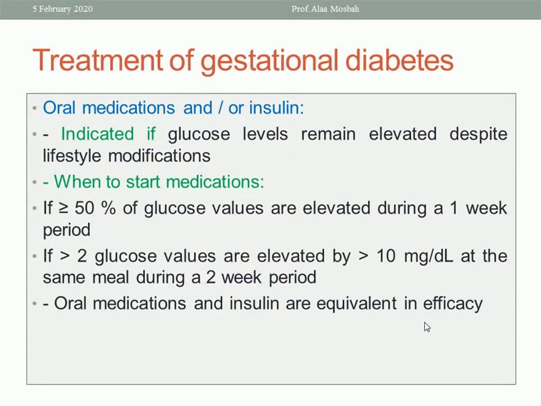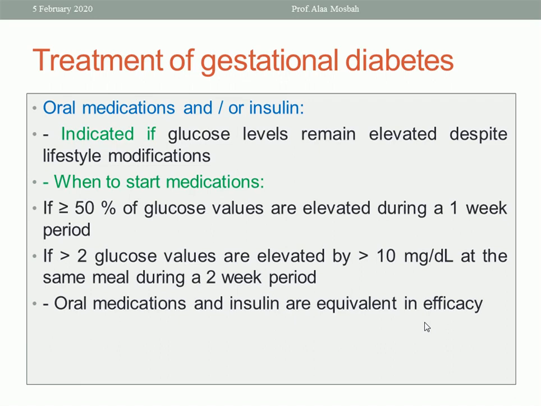Oral medication and/or insulin. Oral medications like metformin or glyburide, or insulin with different types like short-acting or rapid-acting insulin or long-acting insulin, are indicated if glucose levels remain elevated despite lifestyle modification.